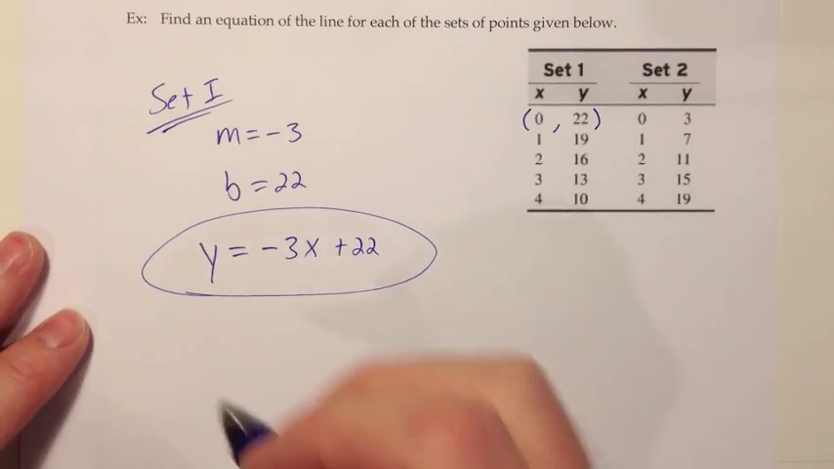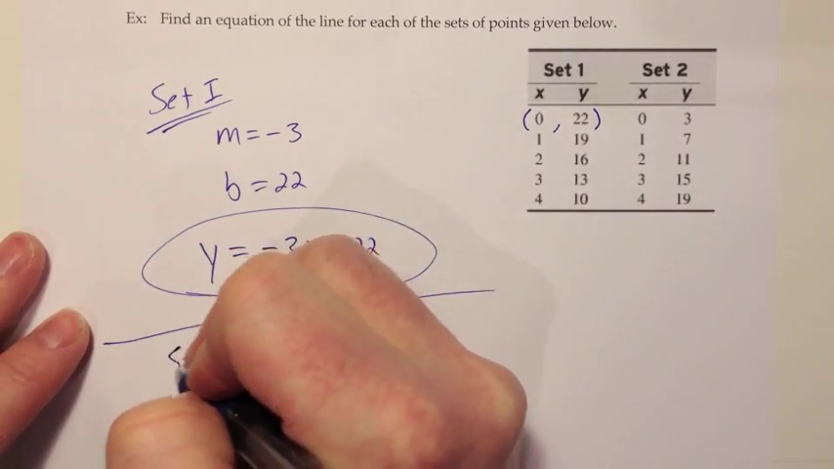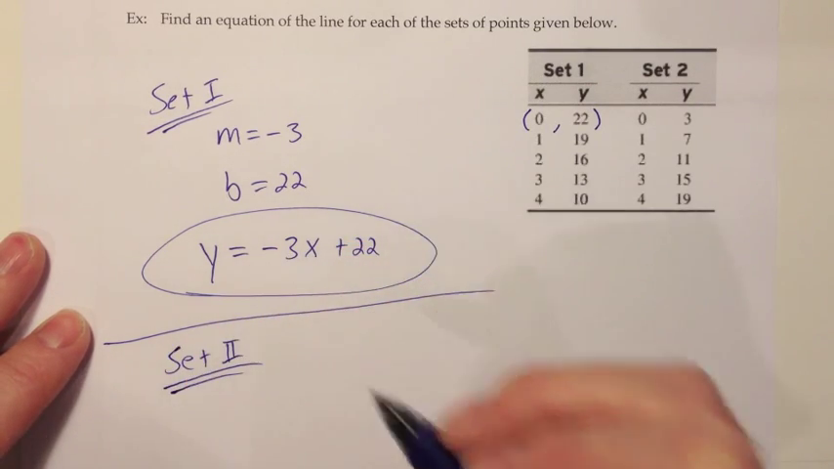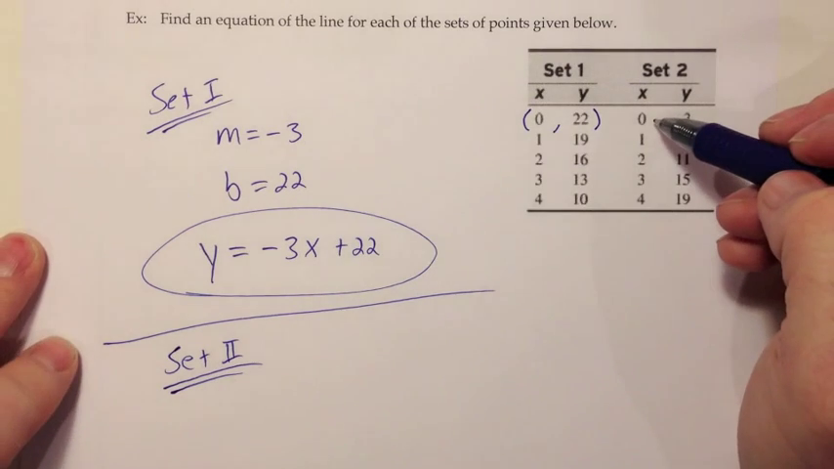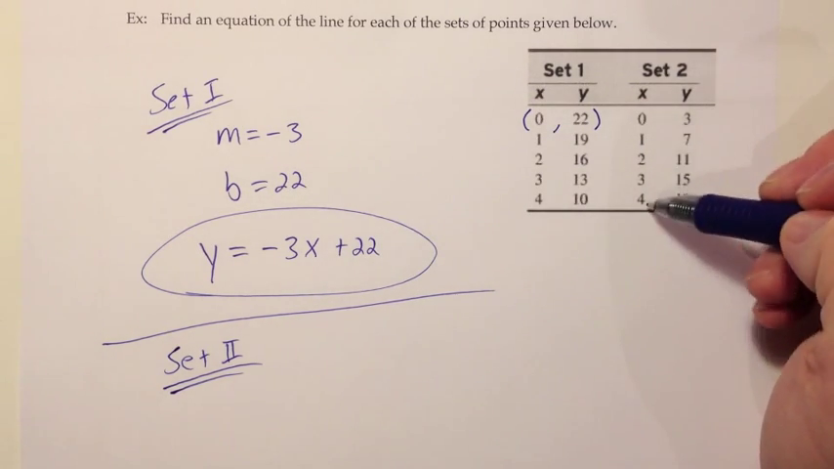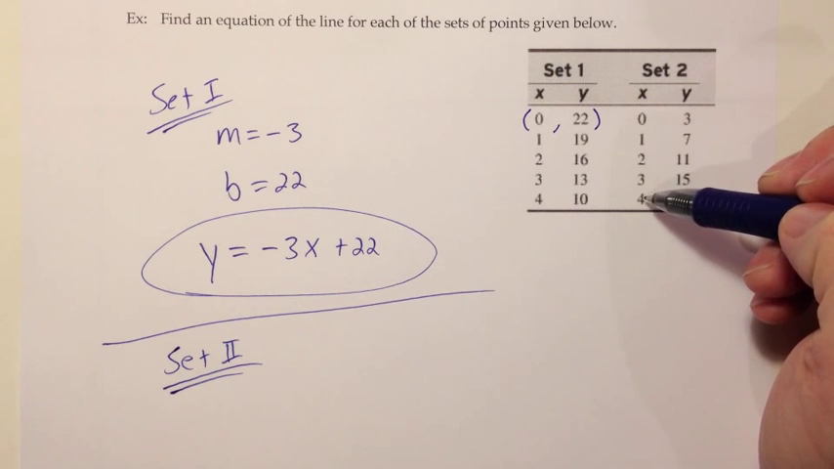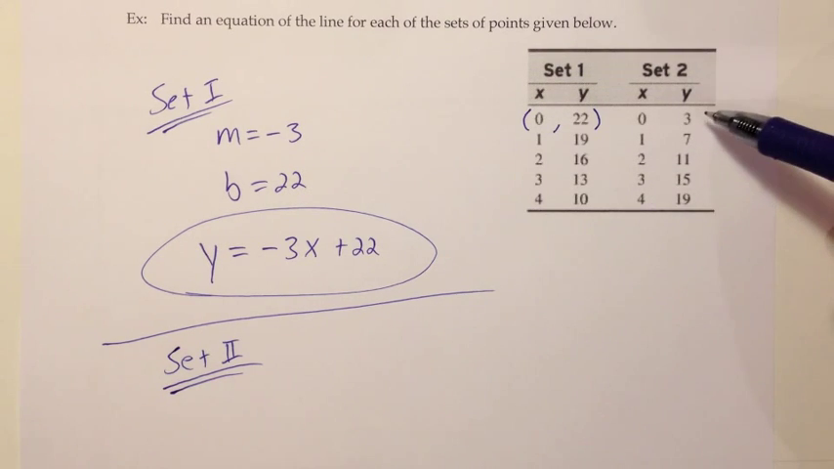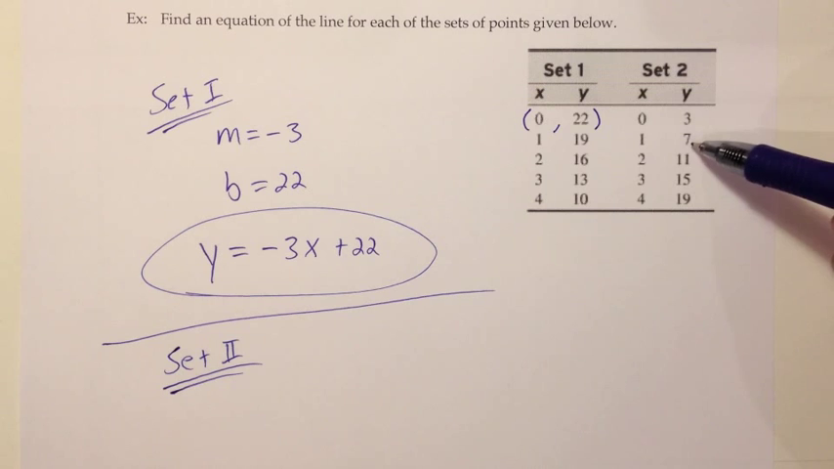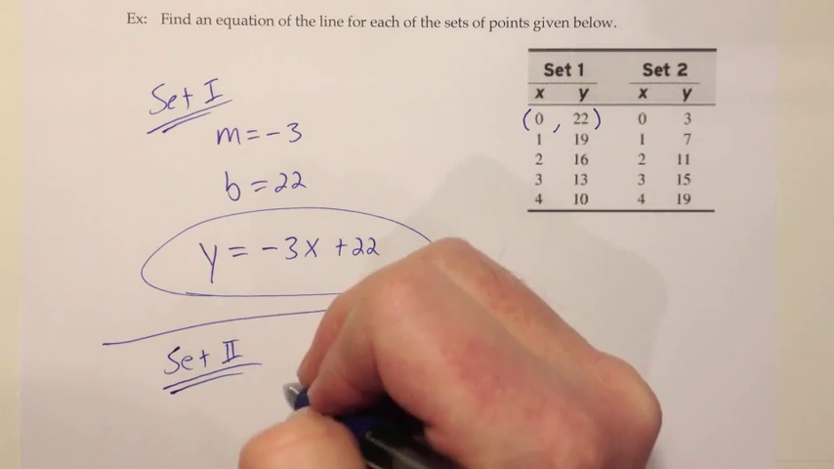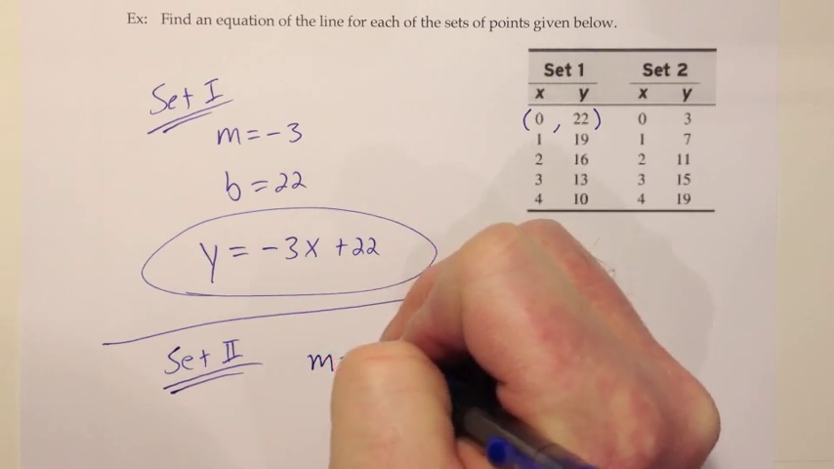And now let's try the same thing for set 2, if we can. And I say if we can because it does depend on what that spacing is. But when you look at this chart, 0, 1, 2, 3, 4, these are going up by 1 just like last time. So we can use that same idea. If these are going up by 1, then whatever the y is going up or down by, that's going to be our slope. And I look at those y values, 3, 7, 11, 15, 19. It looks like they're going up by 4 each time. So that means m is equal to 4.